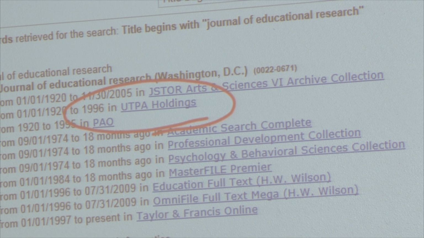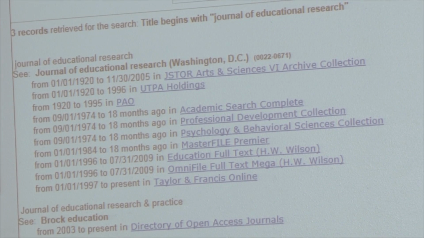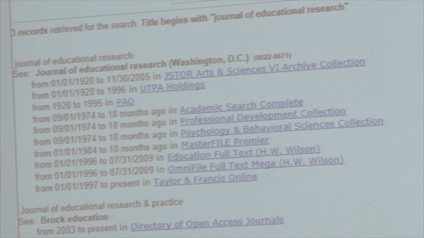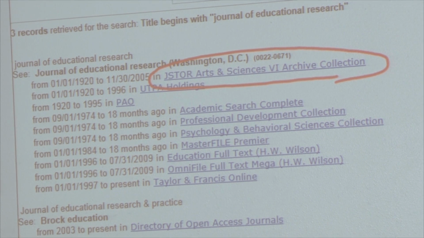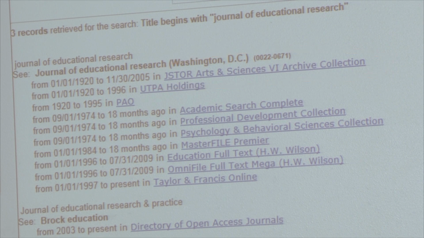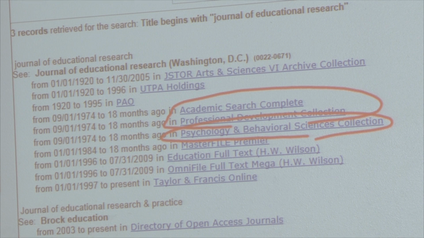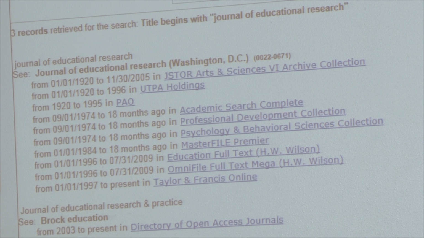Okay. So what I would do next, I know that the library has this, either online, in full text, or through the library's collection. What year did we need? What year are we looking for? 1994. Okay. Well, from 1920 to 1996, I know I can get a hold of a print copy, or I can go to JSTOR, because JSTOR has it from 1920 to 2005, or I might be able to go to some of the other databases like Academic Search, Professional Development Collection, Behavioral Psychology and Behavioral Sciences, Master File. But not from the last three, because their electronic access didn't start until 1996.